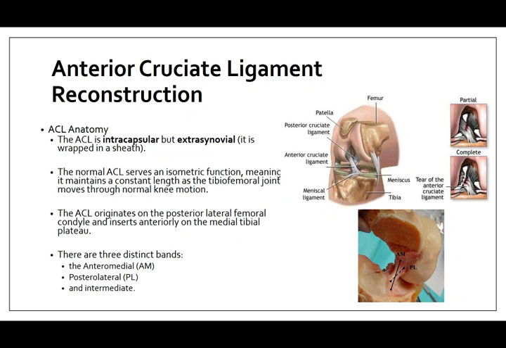There are 3 distinct bands: the anteromedial band, the posterolateral band, and the intermediate. And the reason these are important is because surgeons try to recreate these bundles or these bands of tissue to try to get as anatomically correct to a normal ACL as possible. And that proves to be very, very challenging.